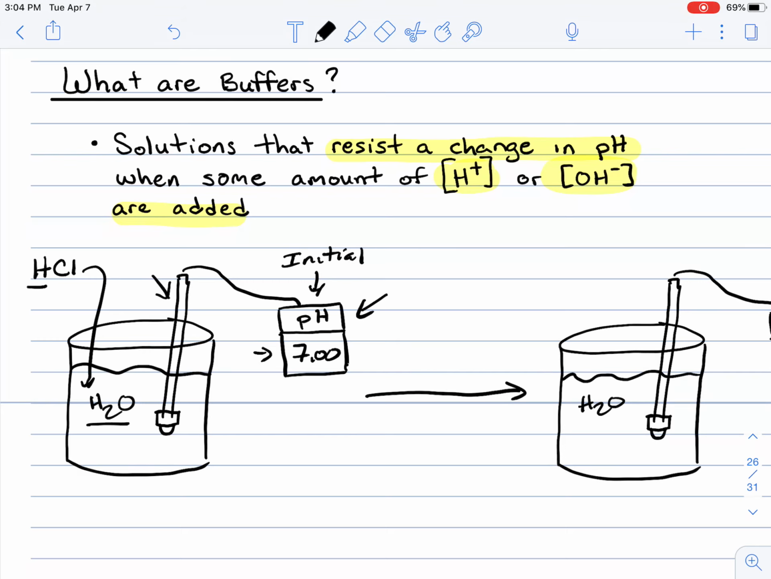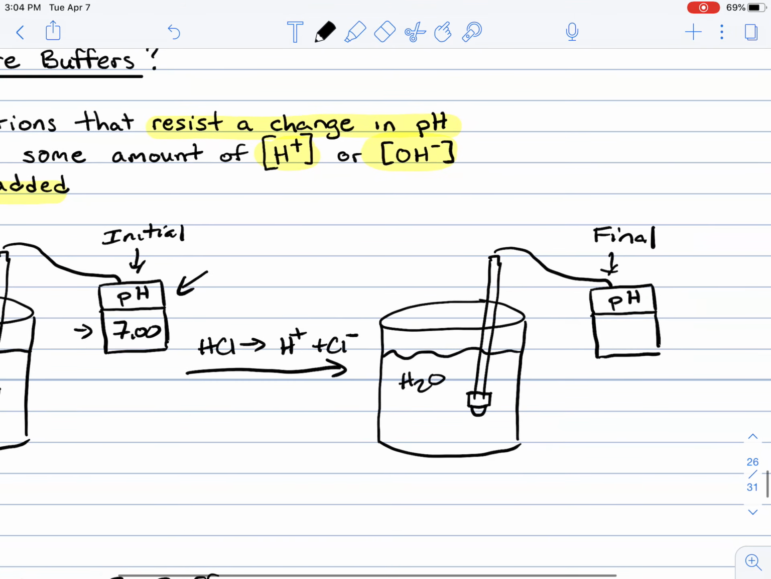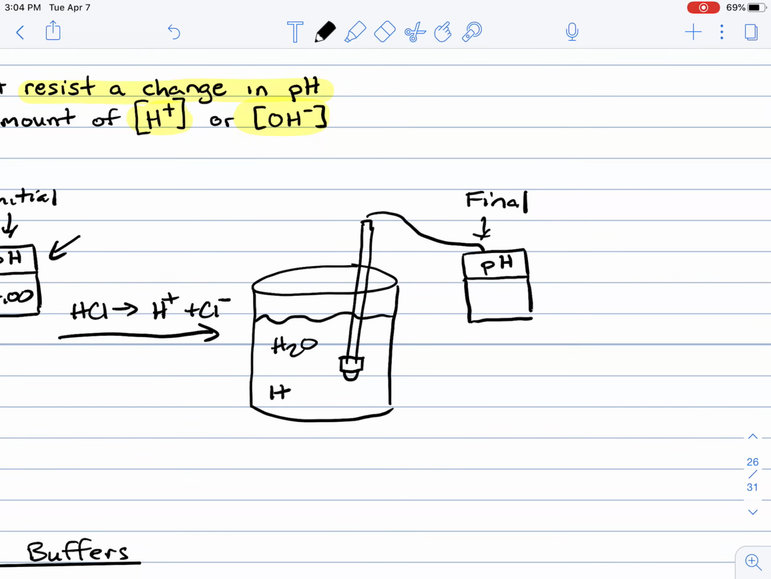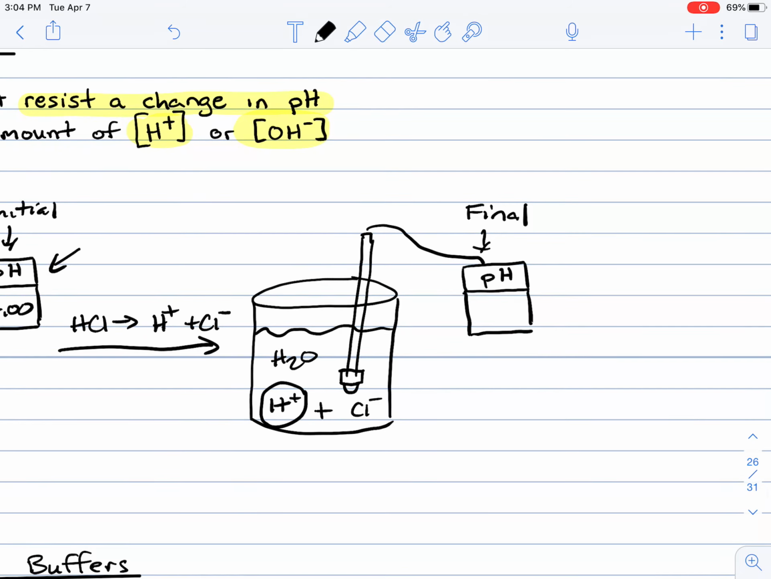If we add hydrochloric acid to water, we know that hydrochloric acid breaks down into H plus and Cl minus. So here we're going to get some H pluses and Cl minus floating in this solution. Since H plus is present in that solution, it's going to increase the concentration of the hydrogen ion. And if you increase the concentration of hydrogen ion, your pH is going to be more acidic.